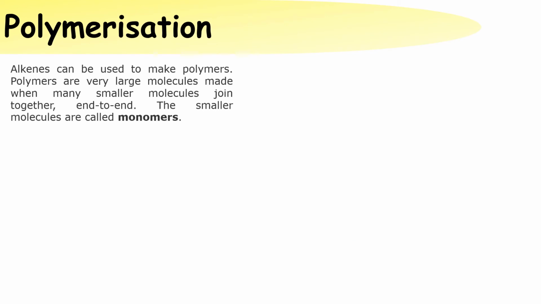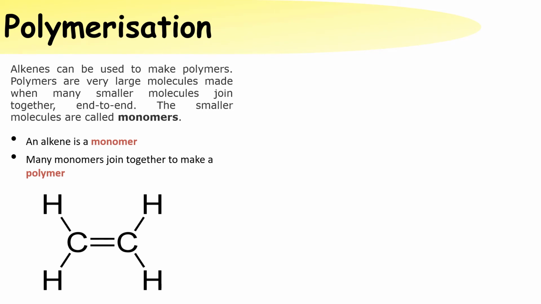Alkenes can be used to make polymers. Polymers are very large molecules made when many smaller molecules join together end to end. The smaller molecules are called monomers. An alkene is a monomer.